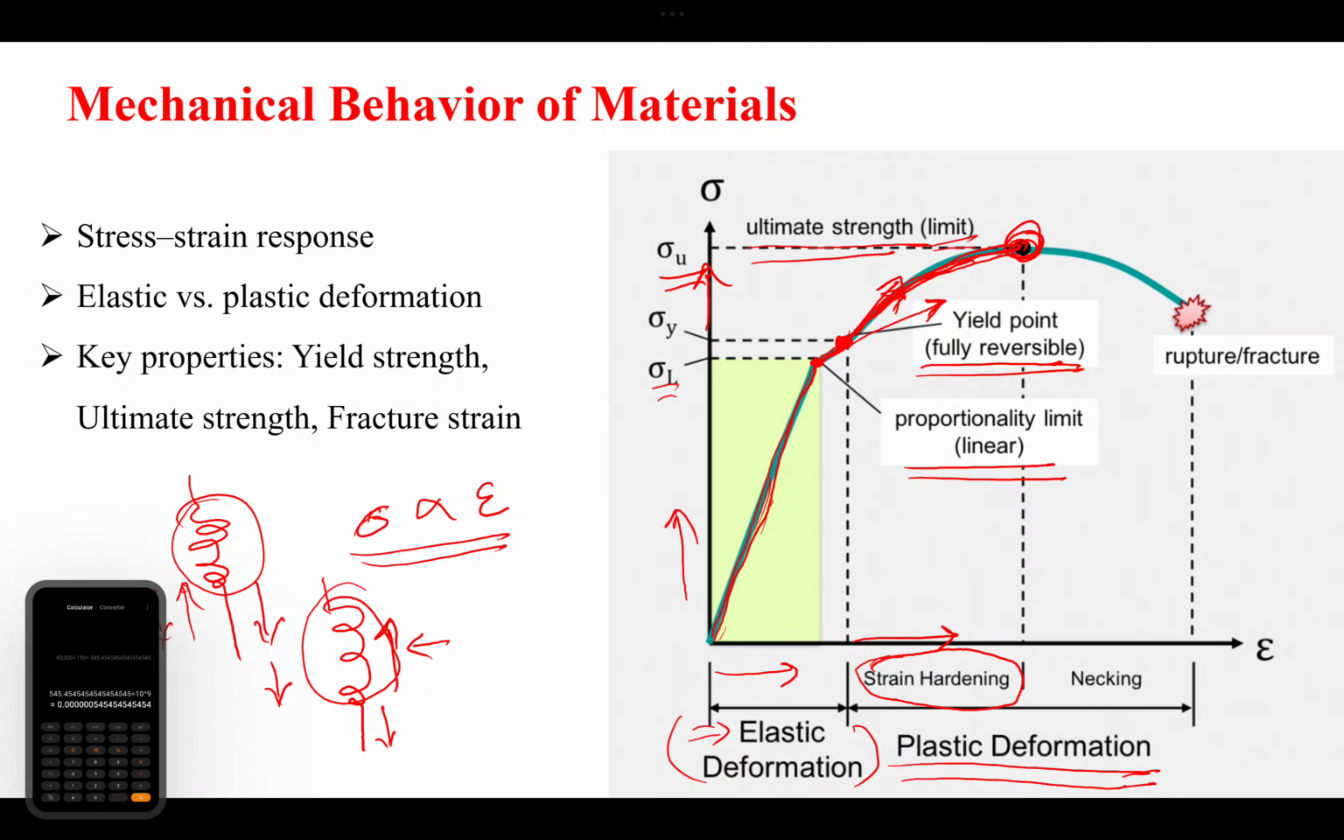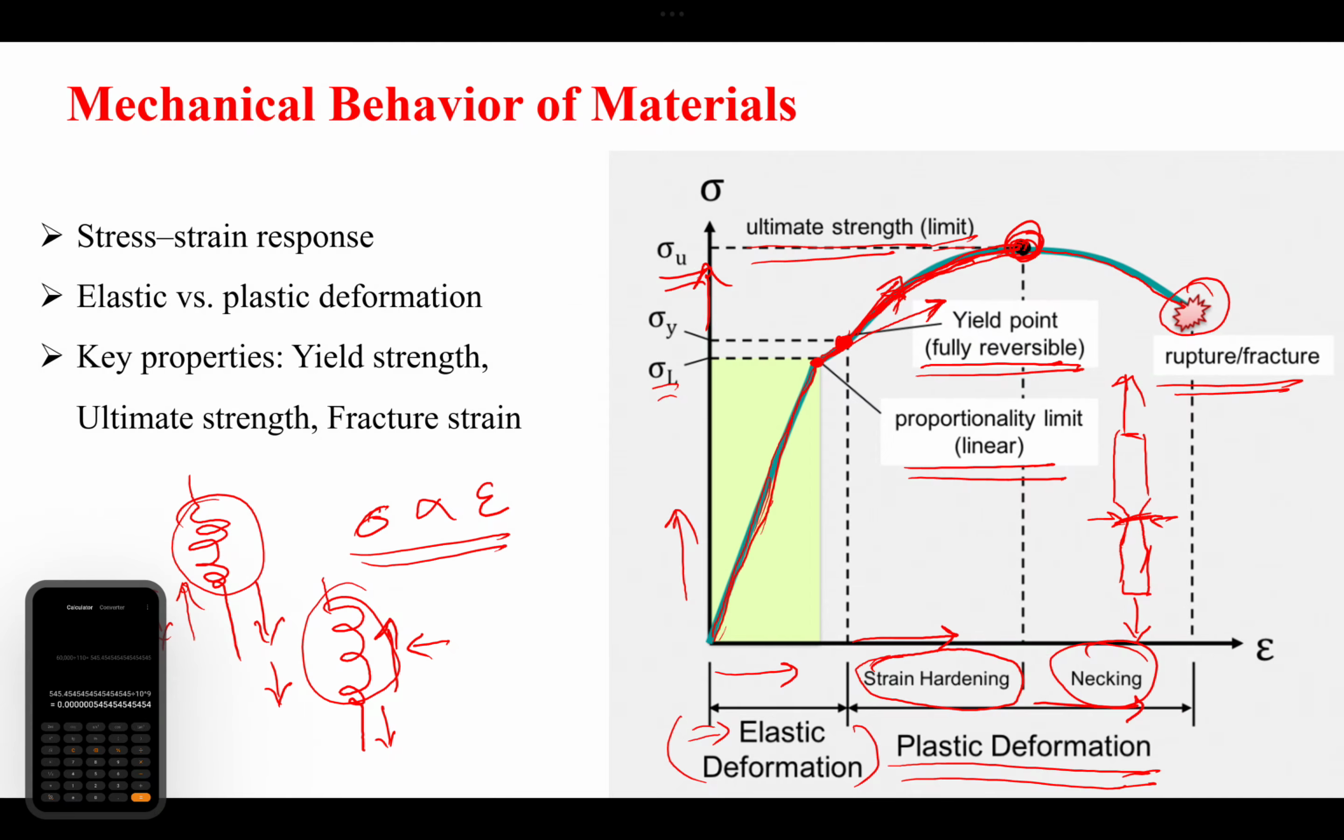After you reach the ultimate point, even if you don't apply any extra stress, the body will start deforming. This phenomenon is called necking. Necking is when you are trying to stretch a body and it starts to produce a neck. It narrows down because you are applying forces in opposite directions. You are pulling it, so it creates a neck, which results in rupture or fracture. So it's very possible that the body will fracture at the neck region.